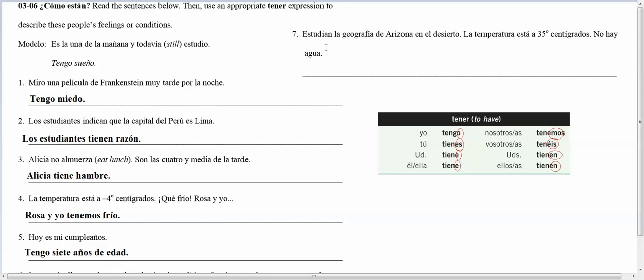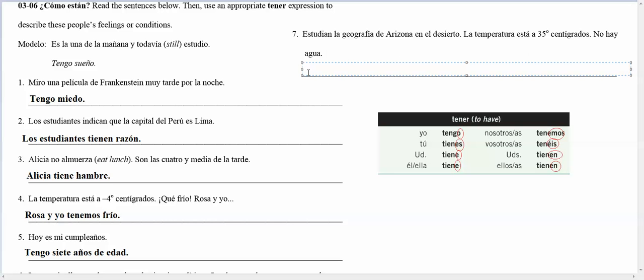And up here, estudian la geografía de Arizona en el desierto. La temperatura está 35 centígrados. No hay agua, so they are thirsty, right? If it's 35, I think they're doing it in Celsius, so that would be hot. So we want to say, if it's for they, because they study, so tener sed, there's no water, they're thirsty, and for they, for ellos, it would become tienen sed.